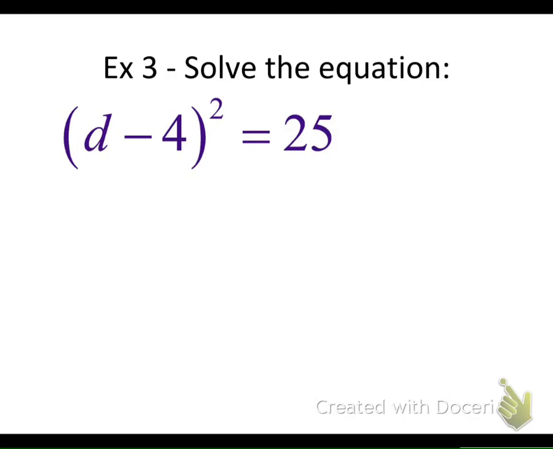Yeah. Okay. Example number 3. We have d minus 4 in parentheses squared equals 25.